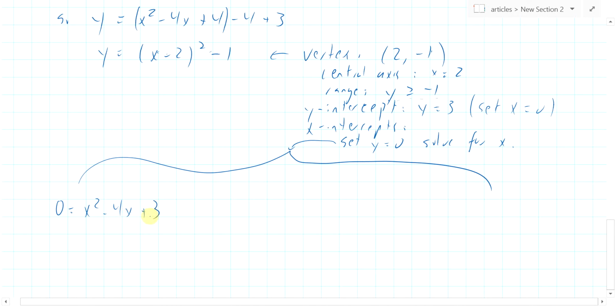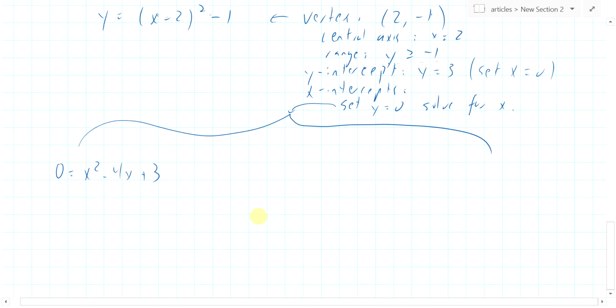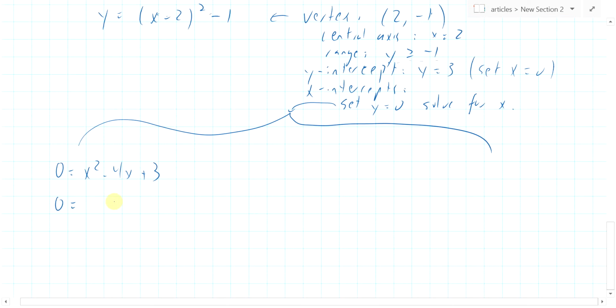And solve that for x. There's a number of ways to do it. The easiest way would be to just factor it, which will give you x minus 3 and x minus 1. Right? Plus 3 minus 4. So x equals 3 or x equals 1. Those are my two x-intercepts.